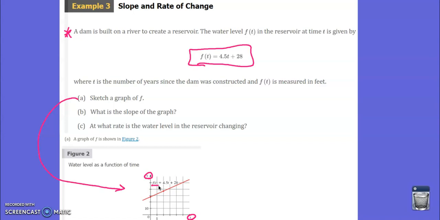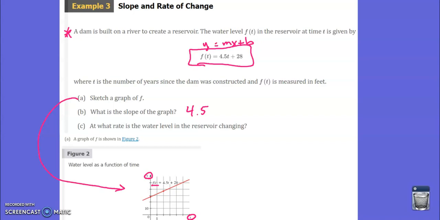So what is the slope of the graph? Well, once you notice that it's in y equals mx plus b form, we can see that the slope of the graph is 4.5. So notice letter C though. Letter B says, what is the slope? Letter C says, at what rate is the water level in the reservoir changing? Remember the last slide that we talked about, the average rate of change is also the same as the slope. So this is basically just the interpretation of this. So notice the slope is 4.5.